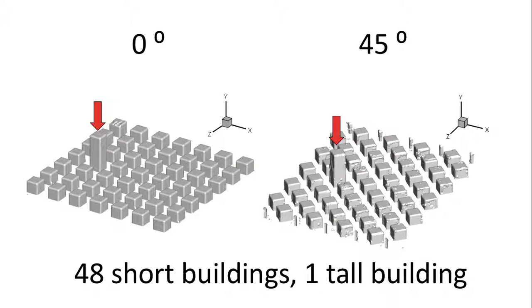This is the building canopy that we used, which has 48 short buildings, which are cubical, and one central tall building. We used 2 orientations, the 0 degree, in which the direction of the bulk flow is aligned with the direction of the boulevards, and the 45 degrees, in which the streets are skewed at a 45 degree angle with respect to the direction of the bulk flow. The tall building is indicated with the red arrow.